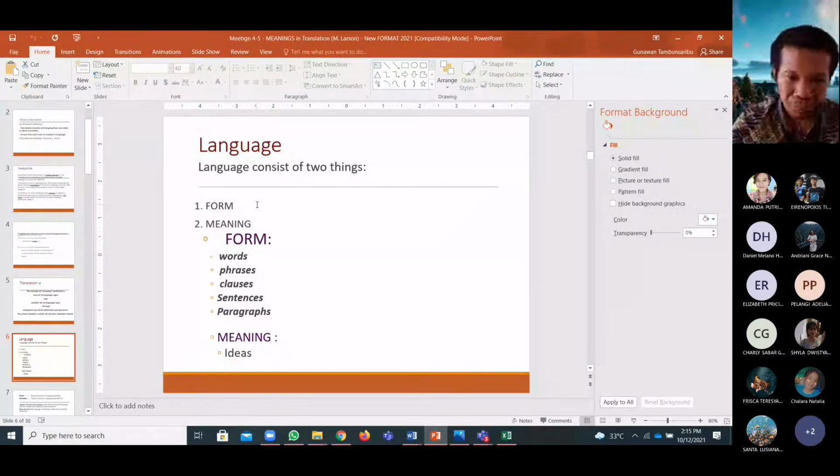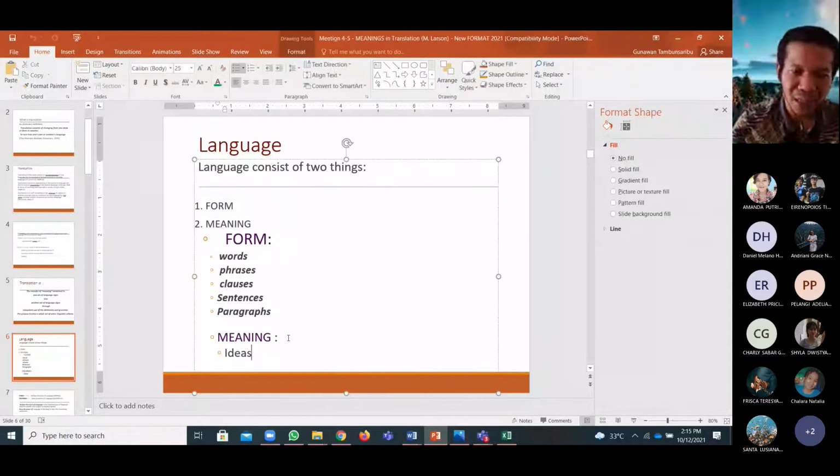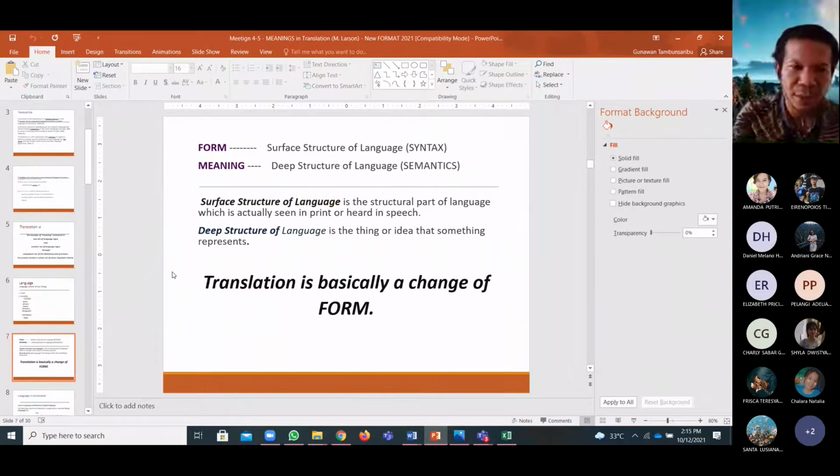And besides form, we also learn the meaning. The meaning is the same as ideas, the thoughts. Both of these have to be studied while we are studying translation. And the next, this is still the same explanation. Form is the surface or structure of the language. Meaning is the deeper structure of the language. When we study form, this is called syntax, and when we study meaning, that is called semantics.